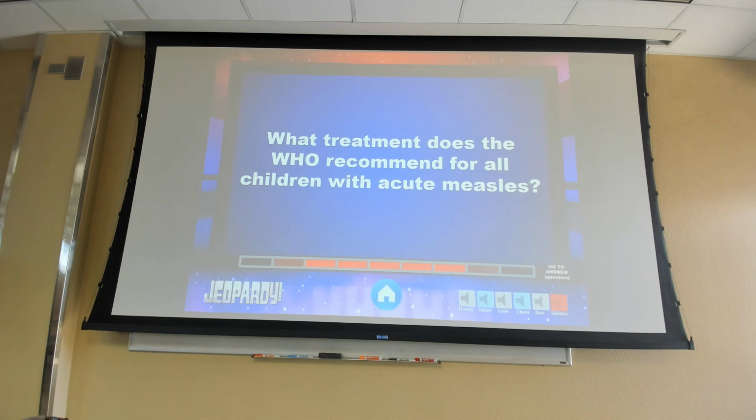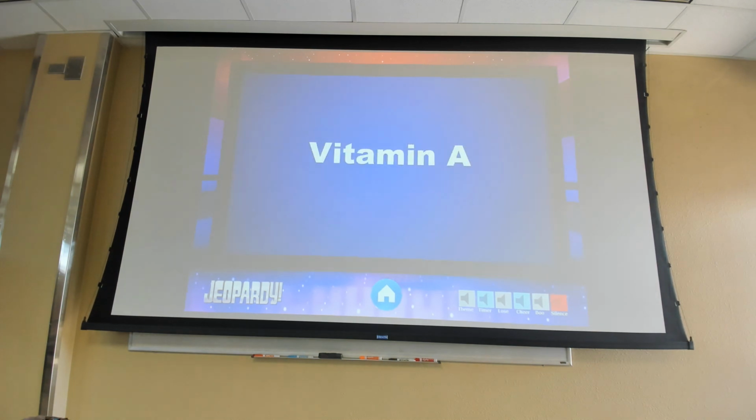What treatment does WHO recommend for all children with acute measles? Wow, some stuff, it's so interesting how it sticks. Everyone says vitamin A and other stuff like ampicillin. What makes it stick?